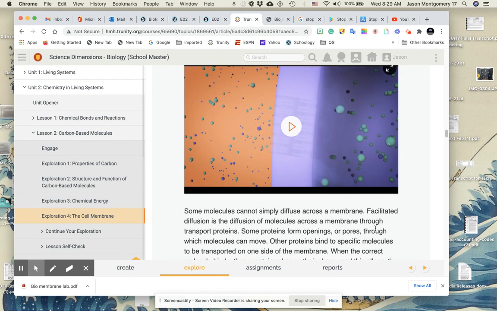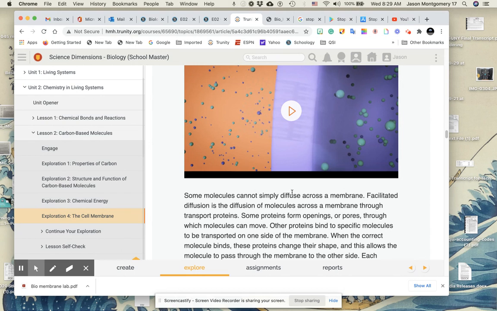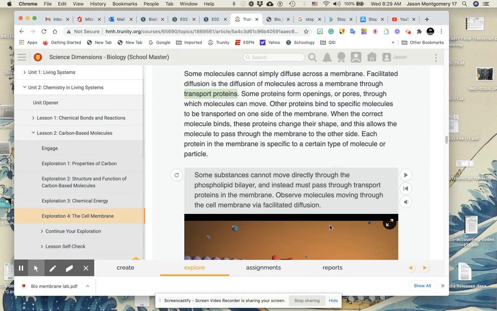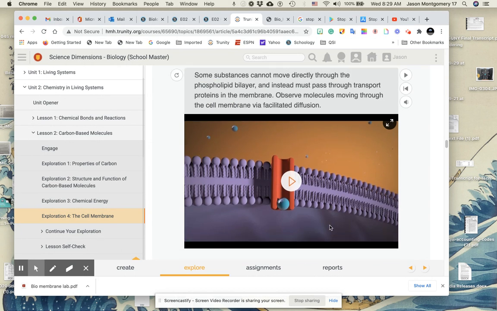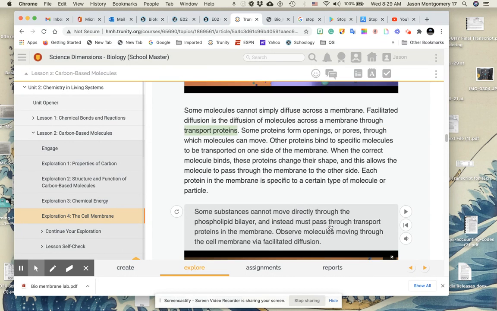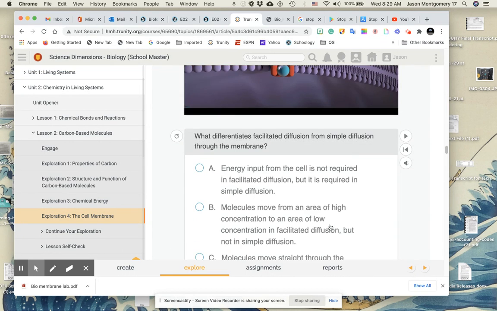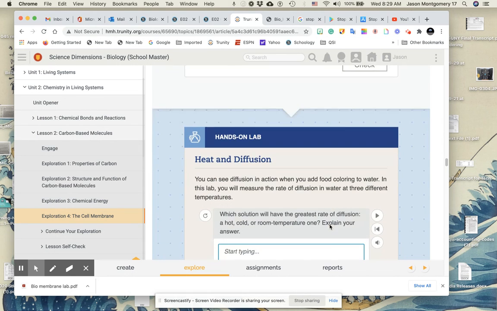Okay. Some molecules cannot simply diffuse across the membrane. They've got to be facilitated. Like I said, they've got to go through these certain transport proteins. So you can read through that here. All right. These are good animations. You want to watch these and see how these work on your own. Okay.